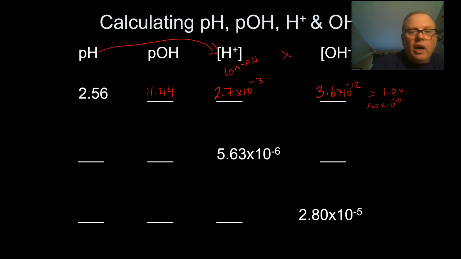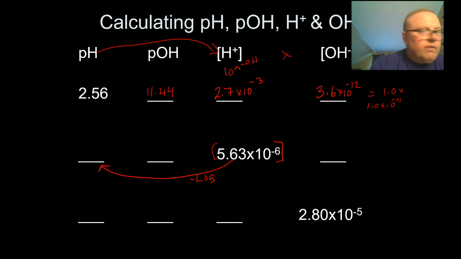Okay. Here, now I've got the hydrogen ion concentration, so I want to go back and find the pH. So what I want to do is take the negative log of this. I want to treat it because this is molarity. This is hydrogen ion concentration. And I do that and get a value of, for this, 6.25.